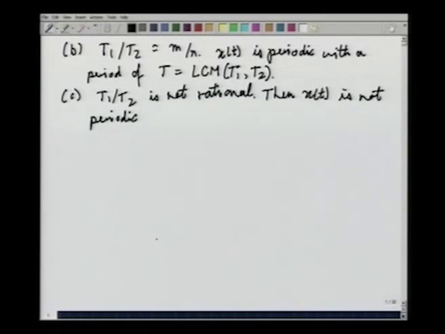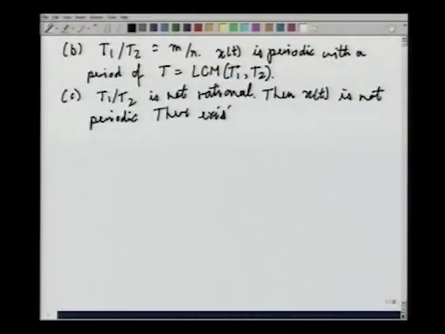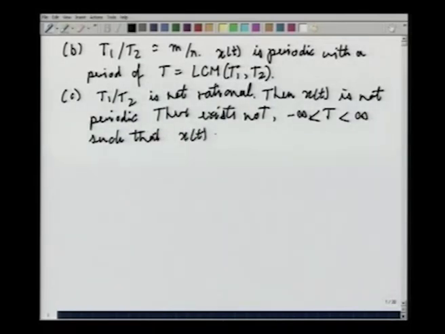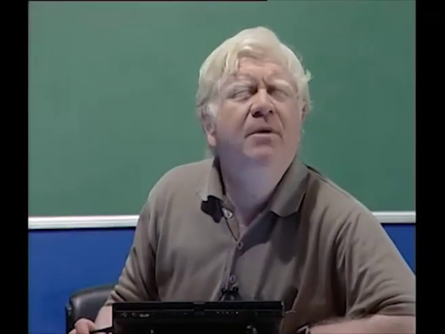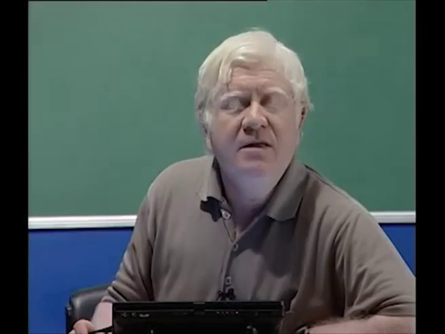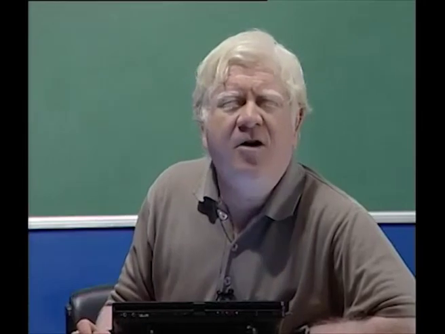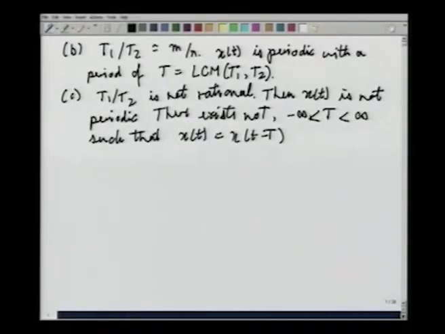That is to say, there is no finite T such that x(t) equals x(t minus T). This tells us something. It tells us that if we are concerned with representing periodic signals with period T, then both case B and case C are not convenient. Case C is definitely not convenient. Case B is also not convenient because it yields signals with a larger period.